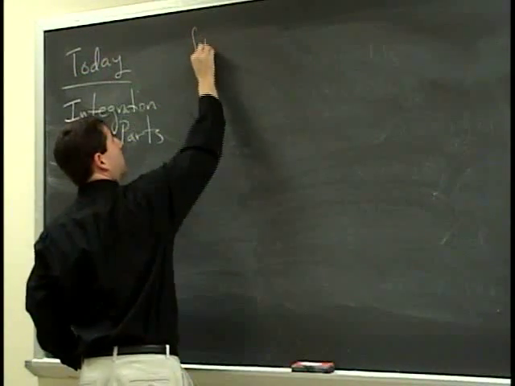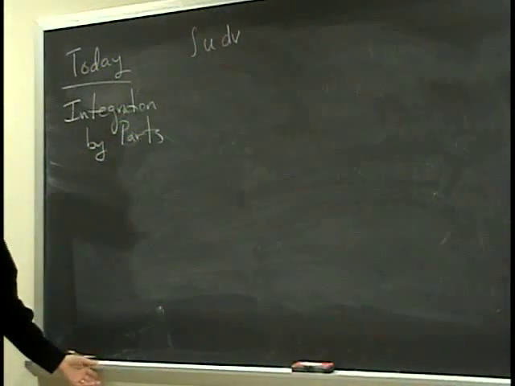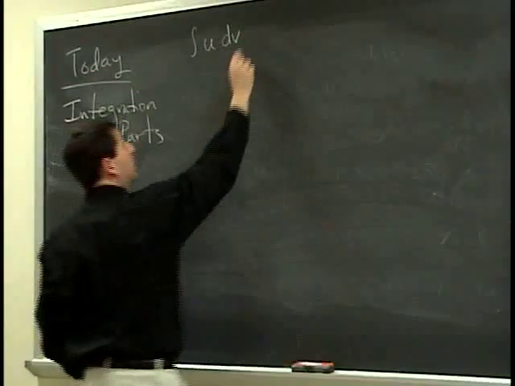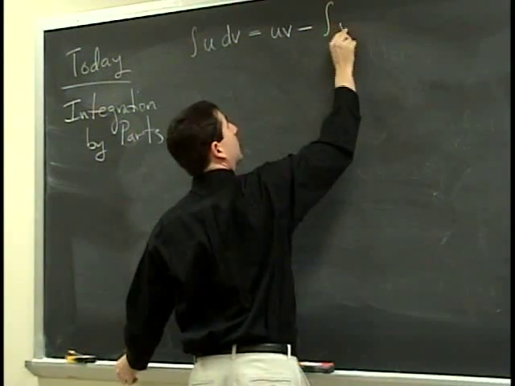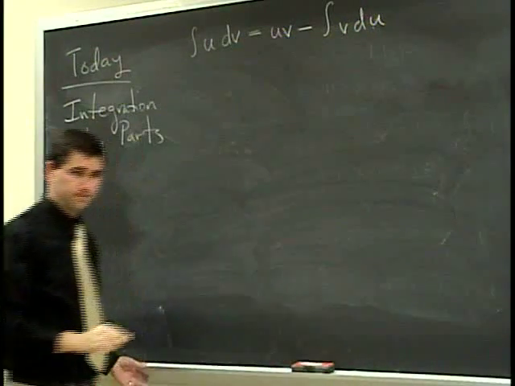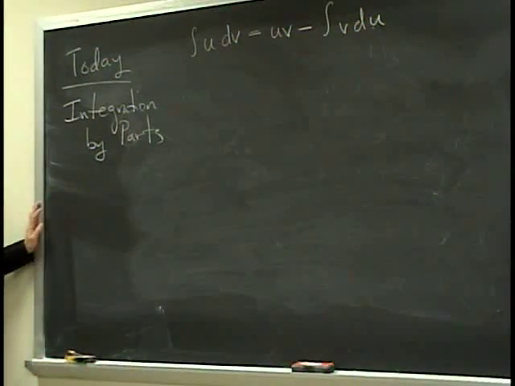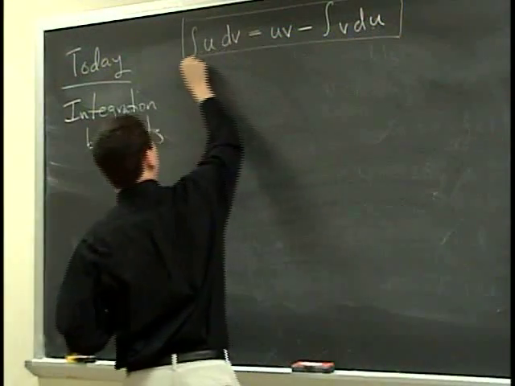We ended up getting, you have two functions, u and v, that the integral of u dv is equal to uv minus the integral of v du. This is what we'll call the integration by parts formula.